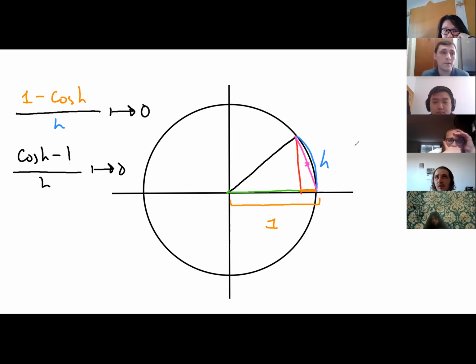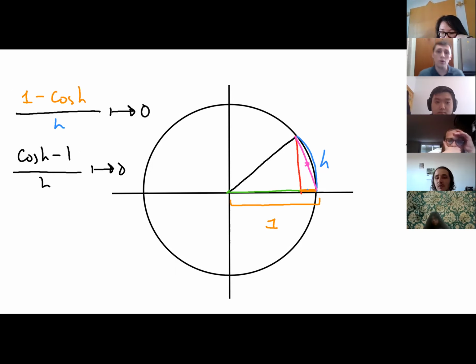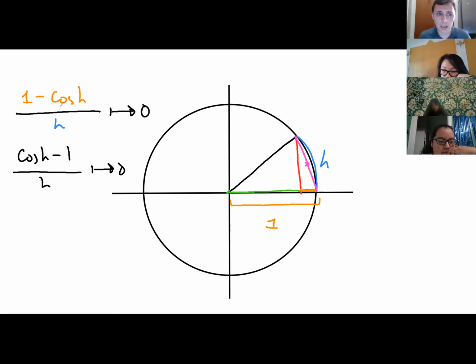And actually, the other way for h to approach 0 is to be in the fourth quadrant, and cosine is still here. So cosine h minus 1 over h, you see, cosine h minus 1 is negative. This segment is negative here. Good. So this is now what we have concluded. I hope you see it.